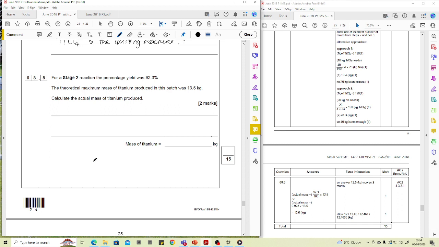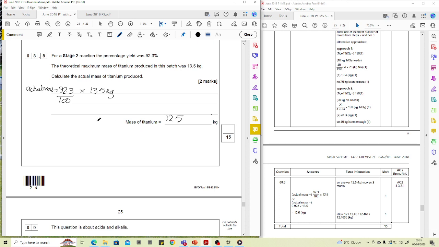Okay, question 8.8. We've got a percentage yield of 92.3% and the theoretical maximum was 13.5 kilograms. So the actual mass produced is going to be 92.3 over 100. So actual mass, use some words. 92.3 over 100 times 13.5 kilograms equals 12.5. With correct rounding, we have 3 significant figures, so 3 significant figures is what we should quote in the answer.